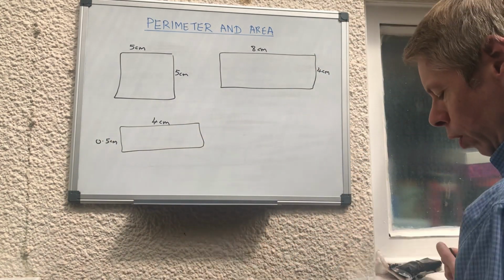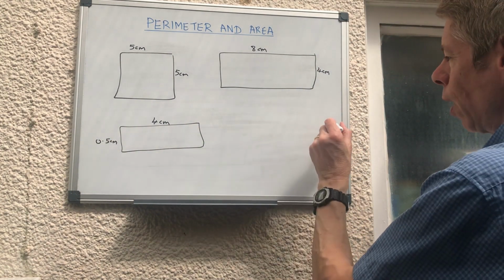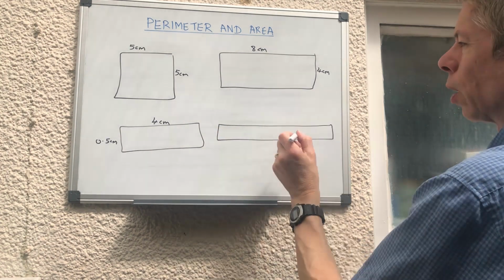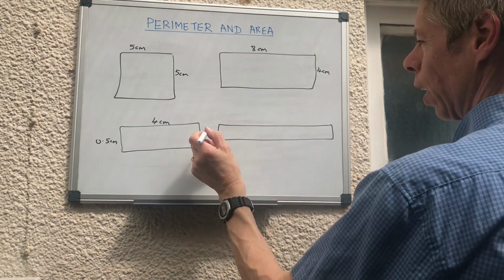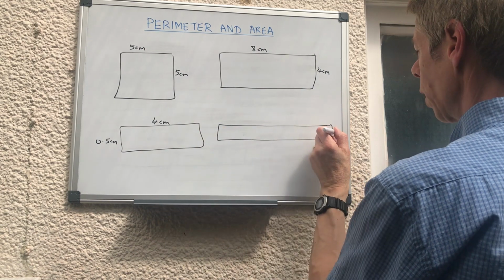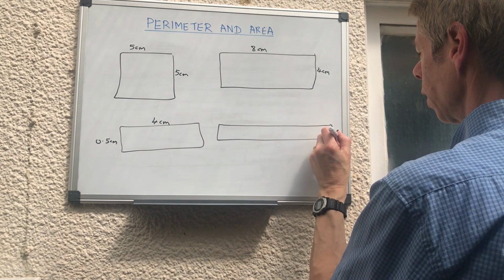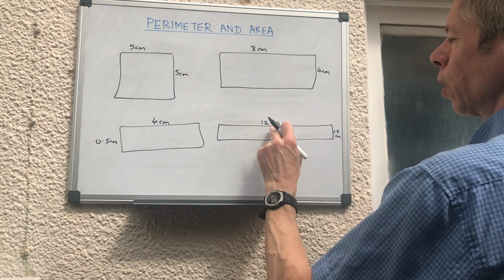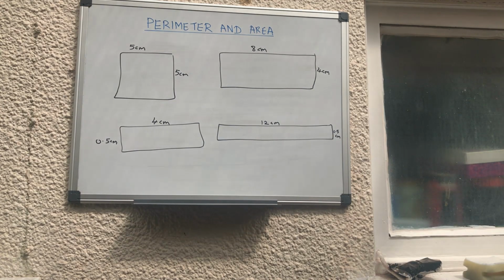So length 4, width 0.5, and then our last one, a rectangle which is, bizarrely, a different scale, because that is, I'll write it over here, 0.5 centimetres, and that is 12 centimetres. So it's 12 centimetres long, 0.5 centimetres wide. So hopefully you've worked those out. If not, give you a few more seconds. Might be good to pause the video so that you can work them out.